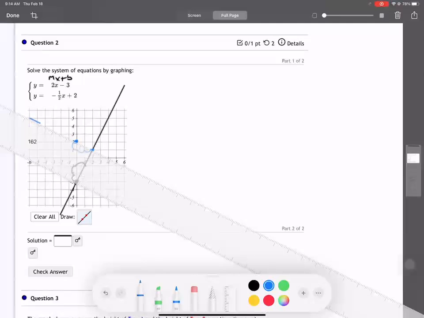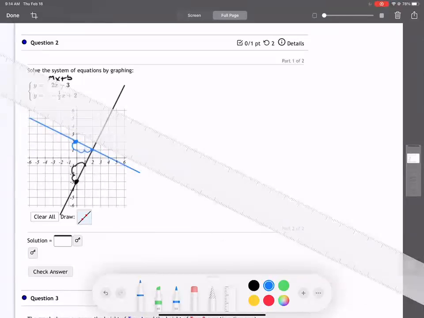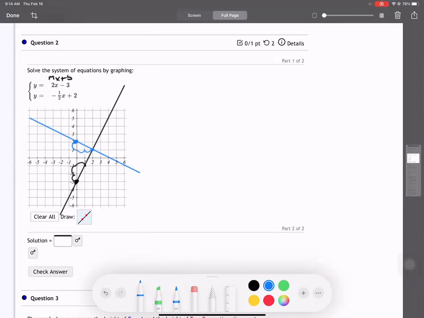And you guys can automatically see where they meet. You see where they meet. They meet at the value 2. X is 2, y is 1. (2, 1). That's what they want.